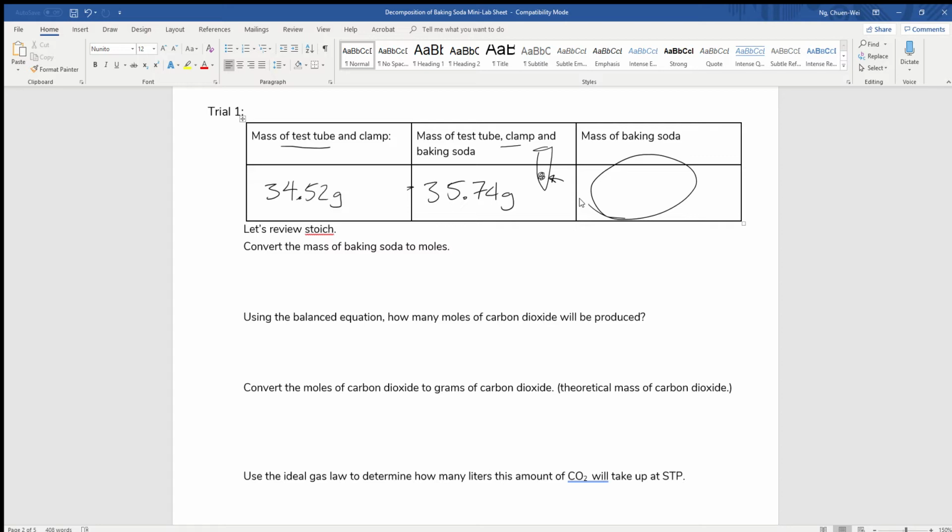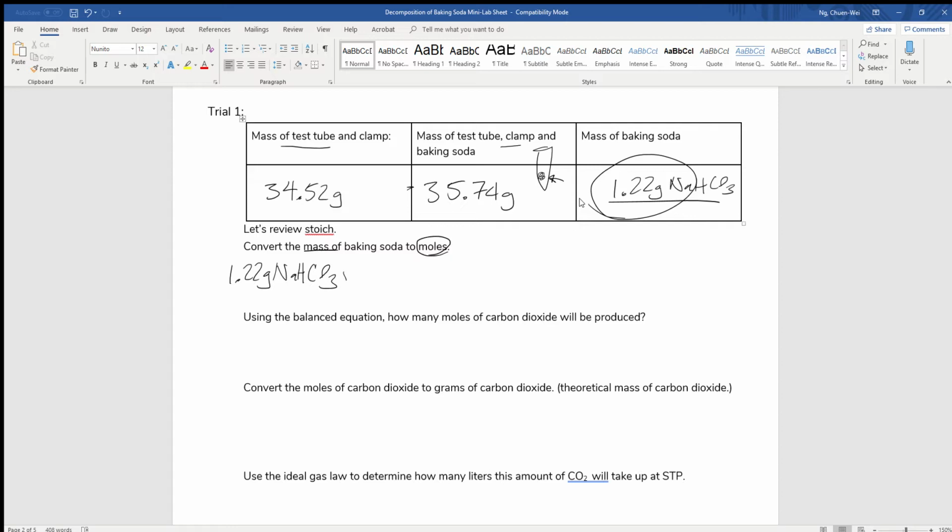Let me grab my calculator here. 35.74 minus 34.52, and I have 1.22 grams of the baking soda. Fine. Here, this becomes our given: 1.22 grams of baking soda, NaHCO3, and we want this mass into moles.